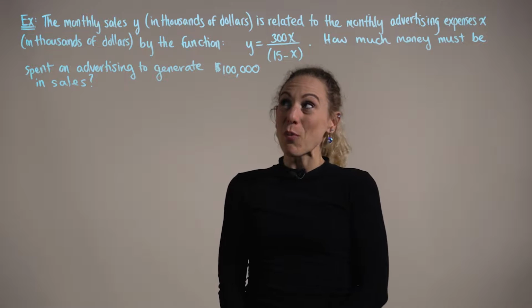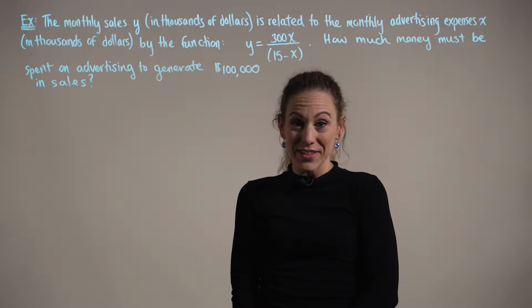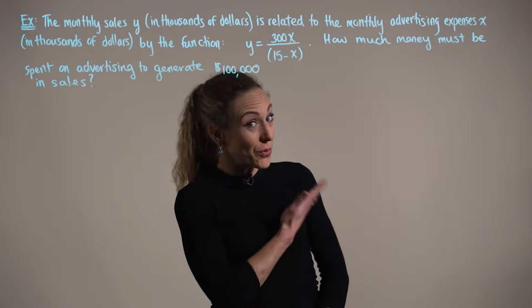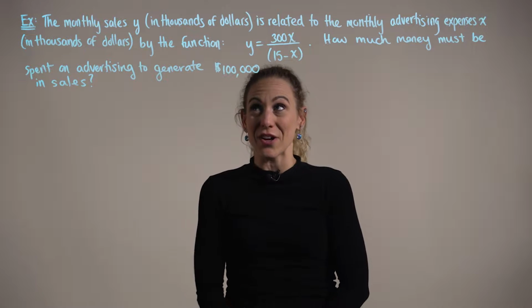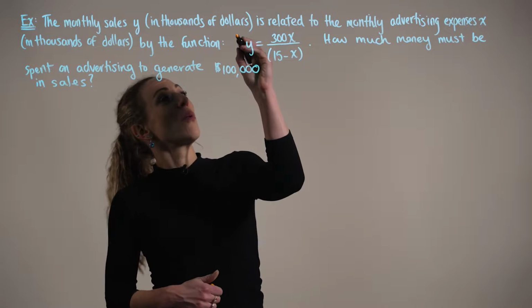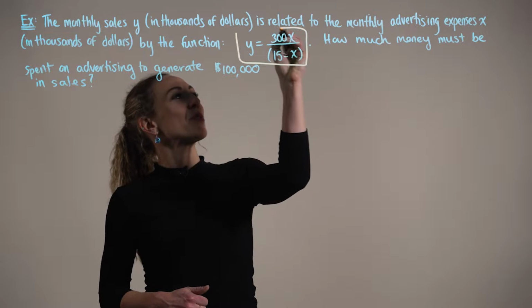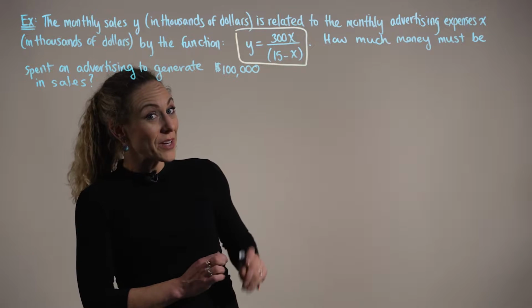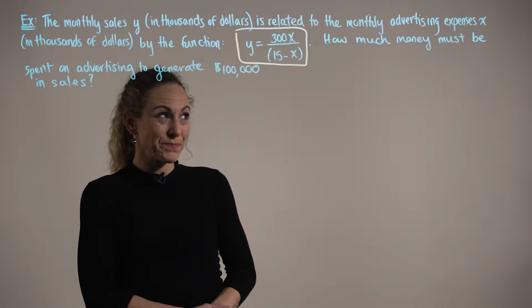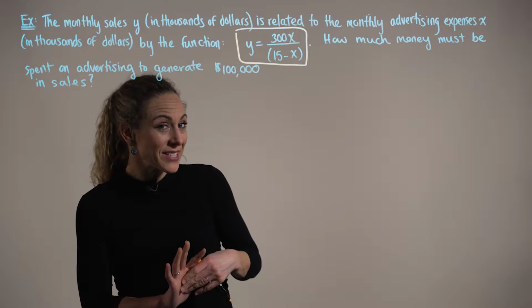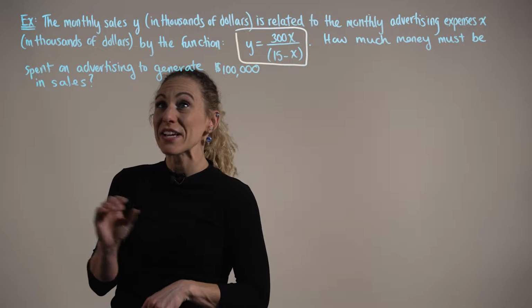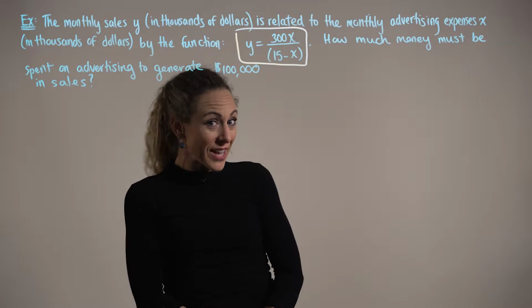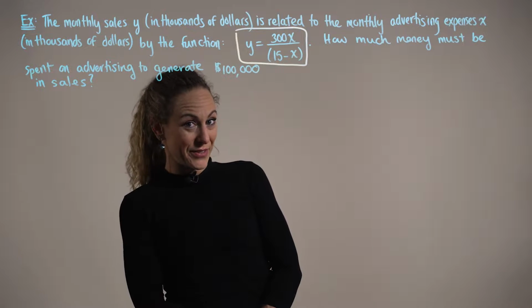The monthly sales Y in thousands of dollars is related to monthly advertising expenses X, also in thousands of dollars, by the function Y is equal to 300X all divided by 15 minus X. Now, we're being asked here how much money must be spent on advertising to generate a total sales of $100,000.